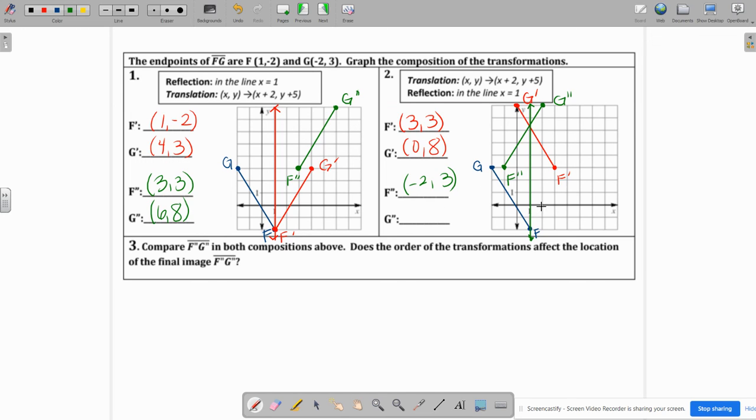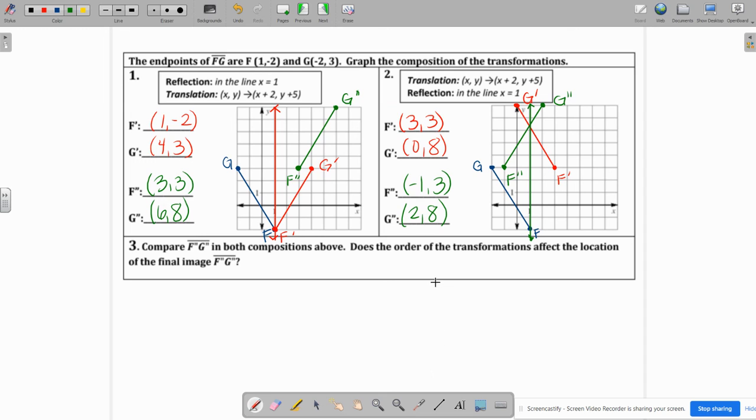And G double prime is located at, let's see, oops, I don't have that at (-2, 3). That should be (-1, 3), right? Because here's my y-axis, so (-1, 3). And G double prime is over here at, this is 1, 2, 3, oops, just (2, 8). There we go. Sorry about that.